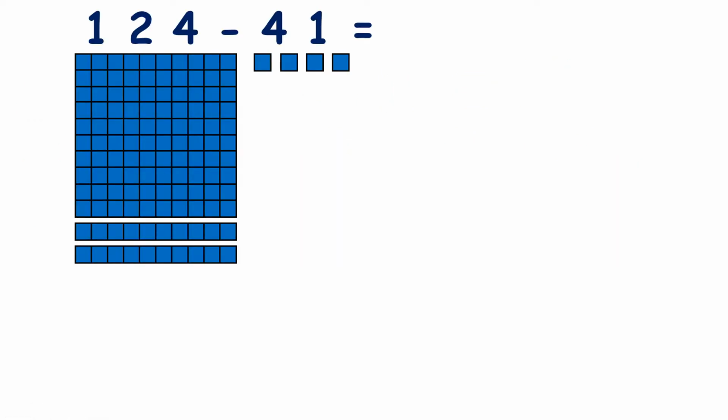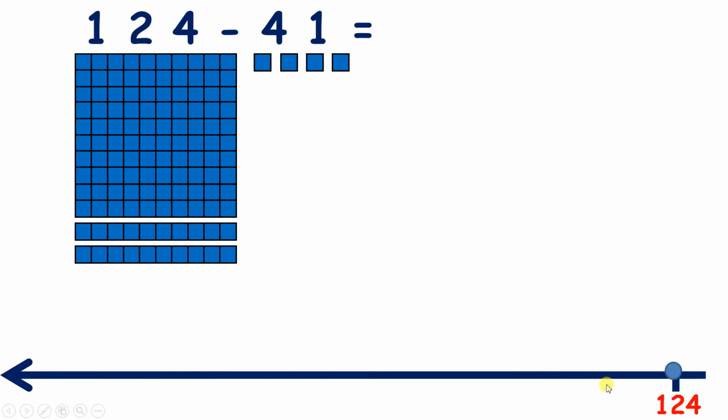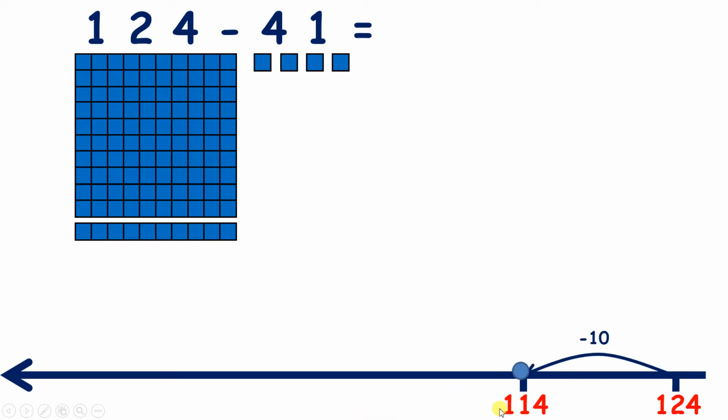Now to make sure we're really clear about what we're doing here, let's do 124 minus 41 again, but this time with blocks, so that we can show how subtracting our 4 tens and 1 unit changes the number. So we start on 124, we have 100, 2 tens and 4 units. If we subtract 10, we now have 114: 100, 1 ten and 4 units.